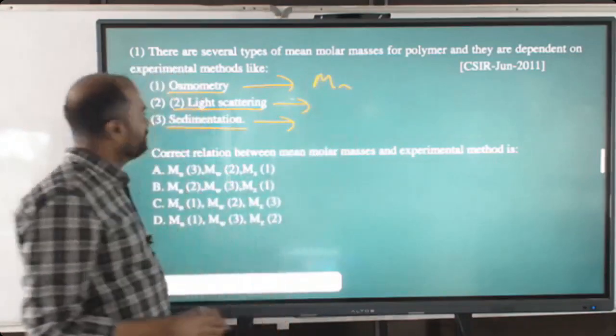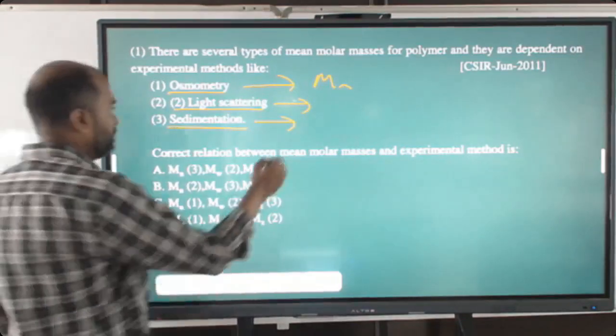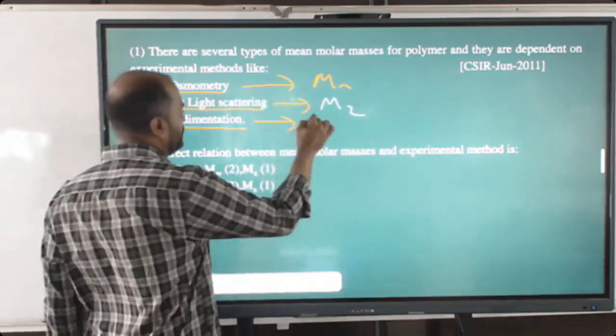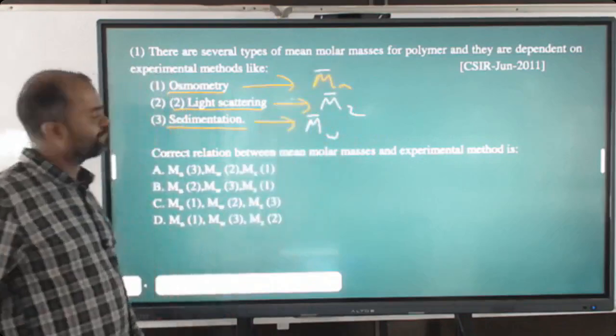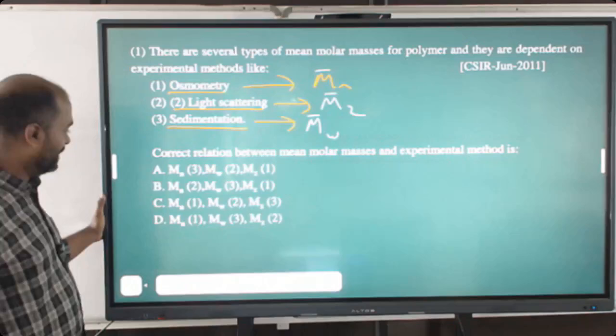The light scattering will give Z average, and sedimentation will give weight average. Osmometry gives number average, light scattering Z average, sedimentation weight average.